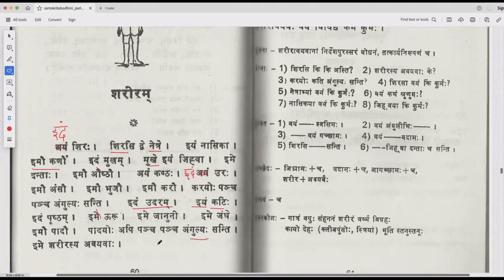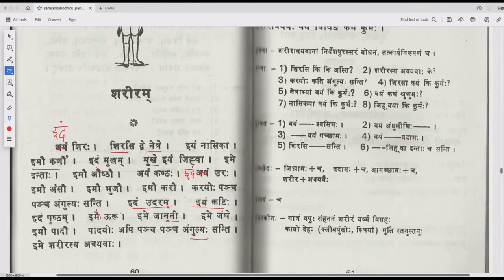Ime januni. Januni is knees. Now when you see this knee, it's an indication that it is napunsakalingam. Janu, januni, januni. It's an ukaranta, like madhu, madhuni, madhuni. Ukaranta napunsakalingaha janu shabdaha. Okay. Januni. I thought it was januni. Januni, janunyaha. No. Janu, januni. Oh, janu. Januni. Okay.